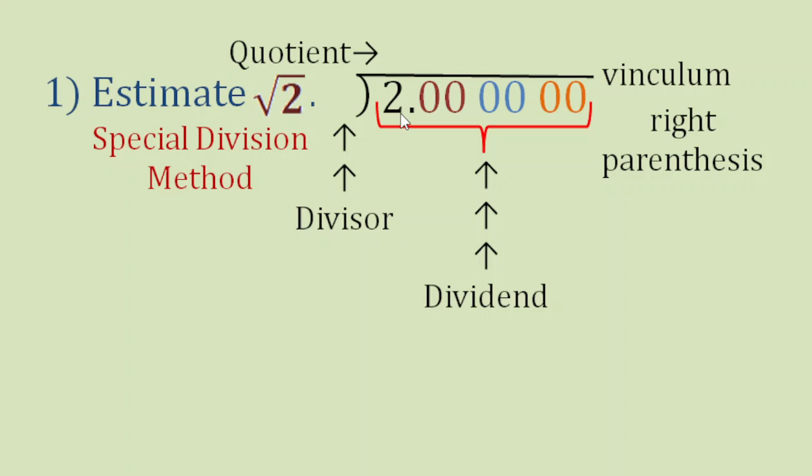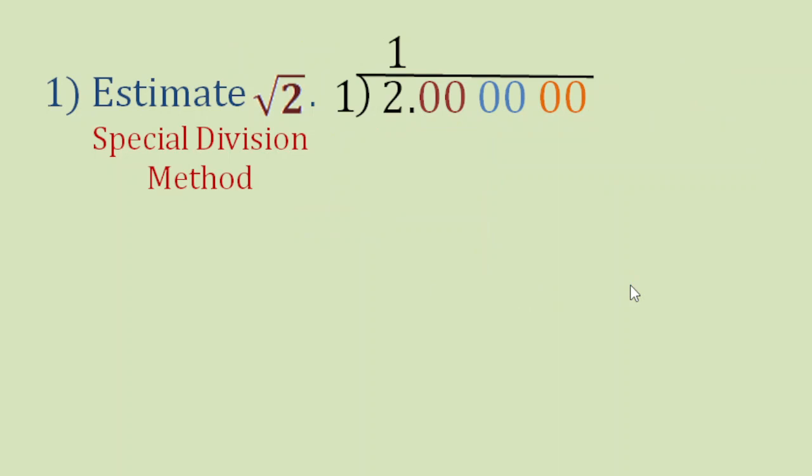Okay, so the square root of 2 lies between 1 and 2. So meaning to say, 1 is the correct number to put on our quotient. Because we write 1 here, we also have to write 1 on our divisor. Now let's remove the labels. 1 times 1 is 1. Then 2 minus 1 is 1.